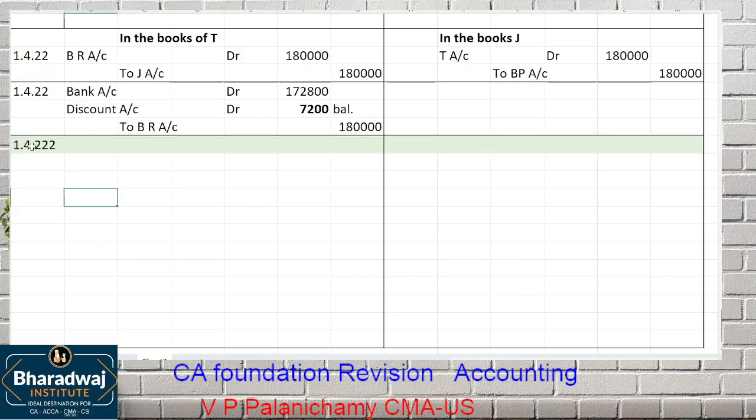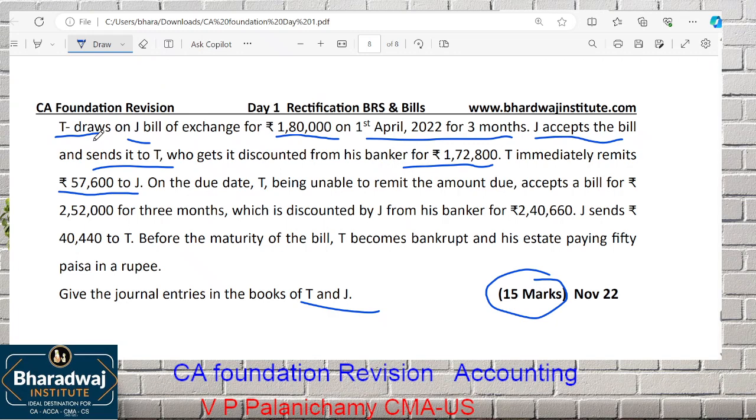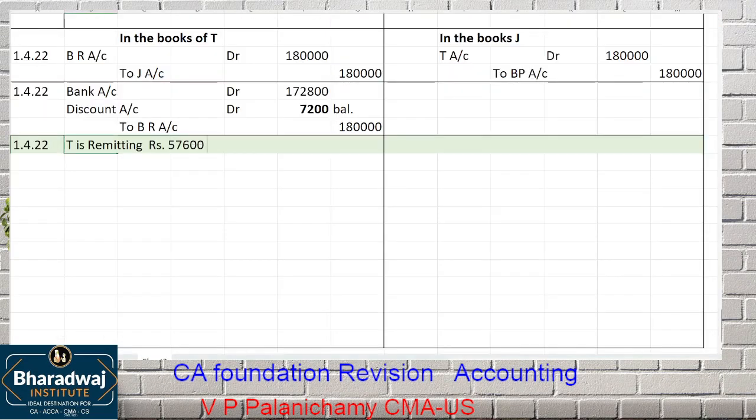On the same date, who's remitting the money? T is remitting, means sending. Remitting rupees how much? 57,600 out of 1,72,800. You are sending me 57,600 out of what is the net amount you got? 1,72,800. See what proportion comes.